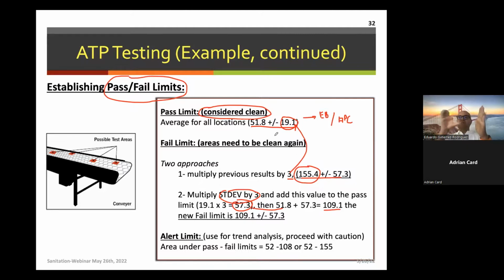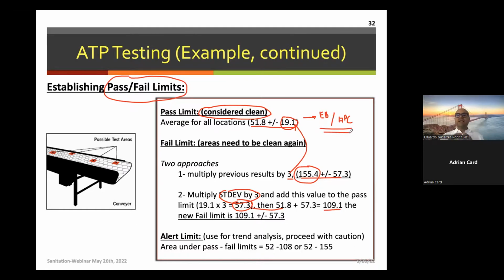If you find yourself in that operational limit, what it's telling you is alert, alert, I might have a problem here. How are you going to know whether you have a problem here? With the verification aspects that you do with the Enterobacteriaceae and the aerobic plate count.